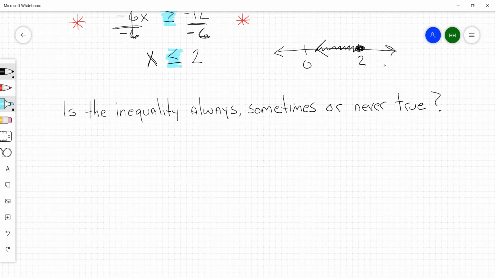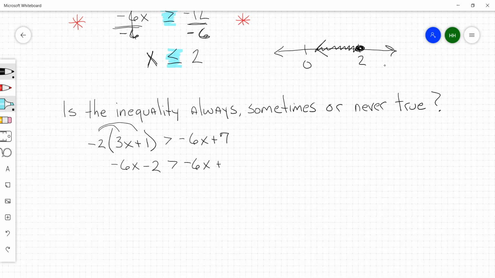So let's take a look at negative 2 times 3x plus 1 is greater than negative 6x plus 7. All right, and in this case, when you're asked if the inequality is always, sometimes, or never true, you just start to work the problem out. So we're going to do the distributive property here. Negative 2 times 3x is negative 6x, and negative 2 times 1 is negative 2, greater than negative 6x plus 7.